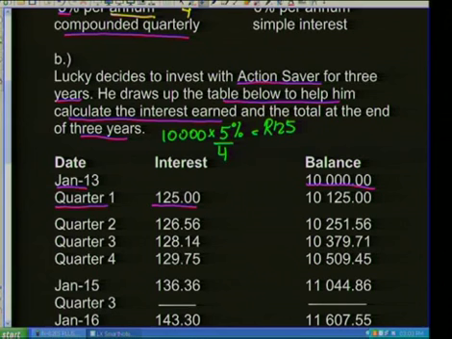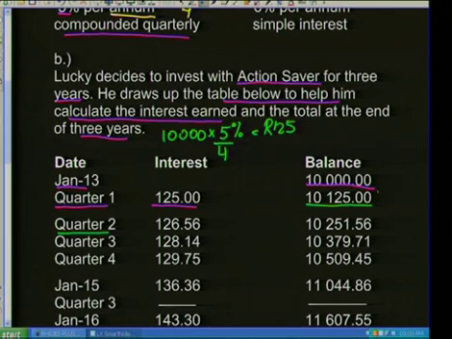Then that 125 gets added to his account. 3 months later, what happens in quarter 2? We work out the 5% on that divided by 4, and you see that it's 126.56. And every quarter, that amount of money is actually increasing, and we're getting a different balance in the account.